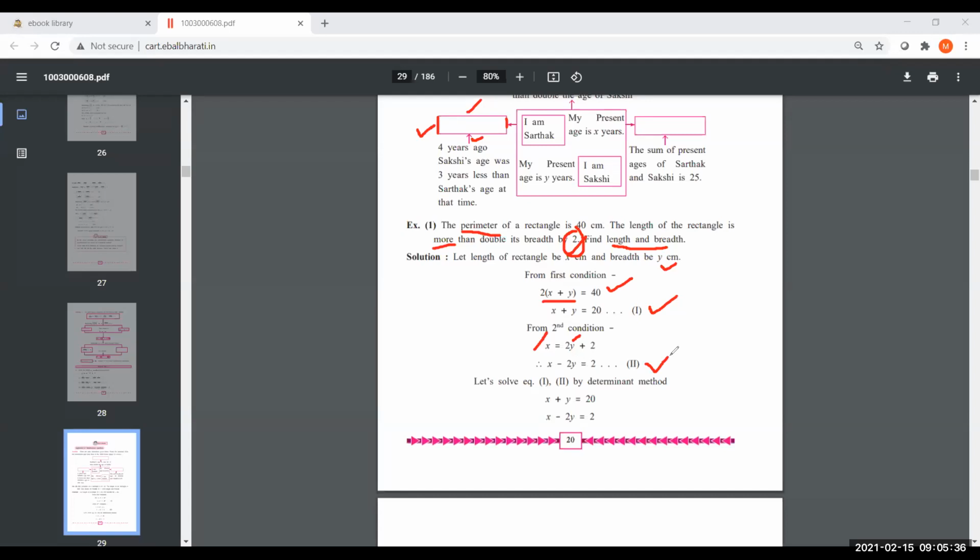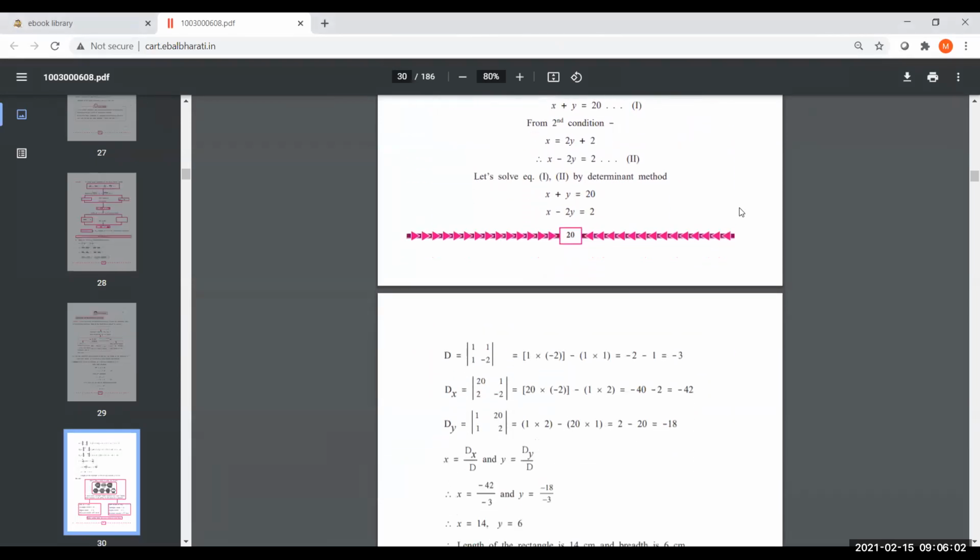Now we have got the two equations. Now you know the methods of solving this. Solve either by elimination, substitution, Cramer's rule, or by the graphical method. By any of the methods you can solve this. So here we are solving this by the determinant method.